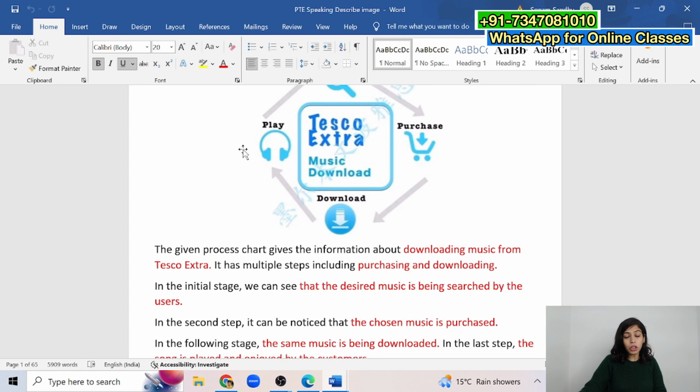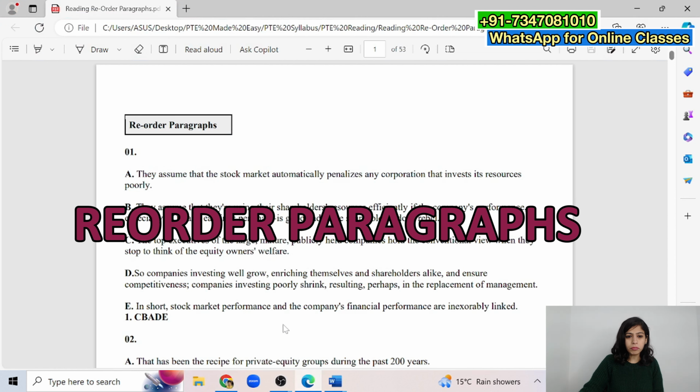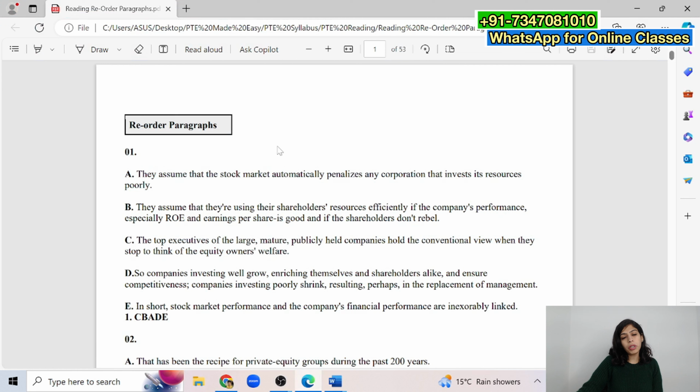Now, talking about tip number two. We have just discussed the tip for describe image. Simply copy the template. Don't spend too much time. That's what I always tell you. Now coming to tip number two, and that is related to reorder paragraphs.